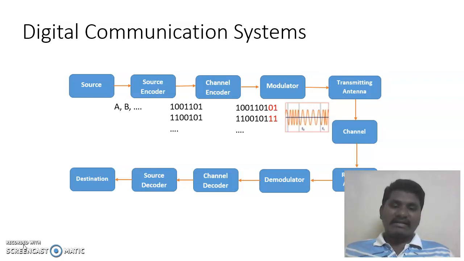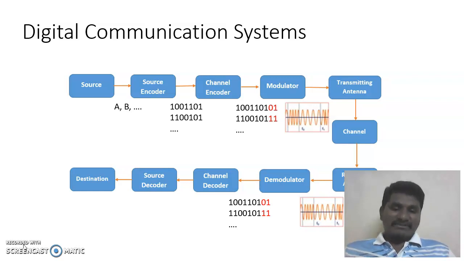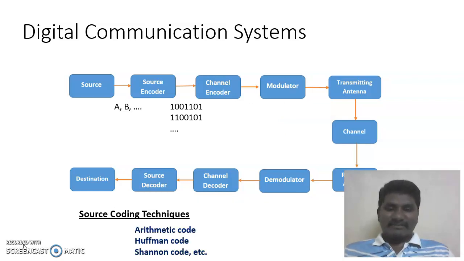The transmitting antenna transmits this signal, and in the channel there will be some noise which will corrupt or disturb the original information. The receiving antenna receives the sinusoidal signal and gives it to the demodulator. The demodulator converts it into a binary sequence, and the channel decoder will remove the parity bits which we added at the channel encoder, and the resultant bits will be given to the source decoder. The source decoder extracts the discrete levels from these binary sequences.